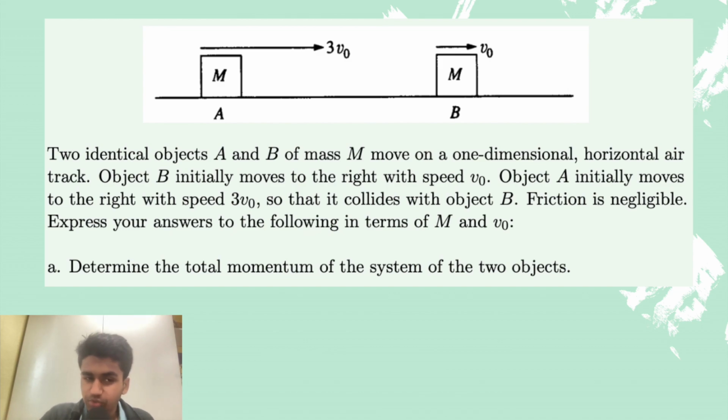So let's start with some free response questions. Two identical objects, A and B, of mass m, move on a one-dimensional horizontal air track. Object B initially moves to the right with speed v0, and object A initially moves to the right with speed 3v0, so that it collides with object B. Friction is negligible. Express your answers to the following in terms of m and v0. So part A is determine the total momentum of the system of the two objects.